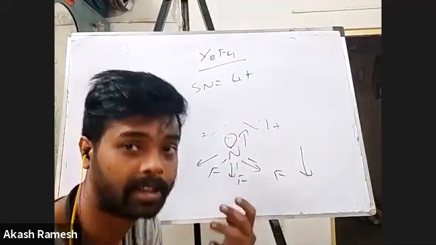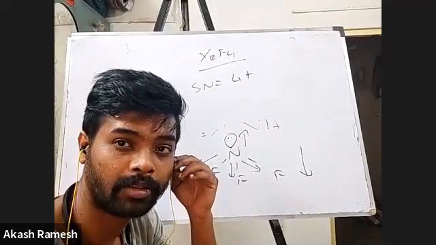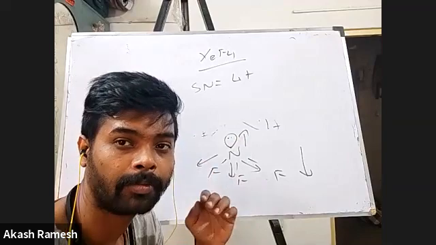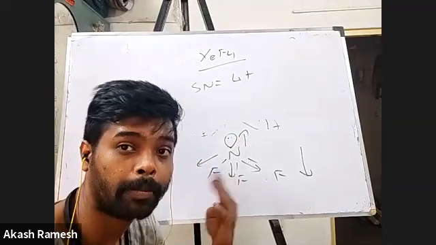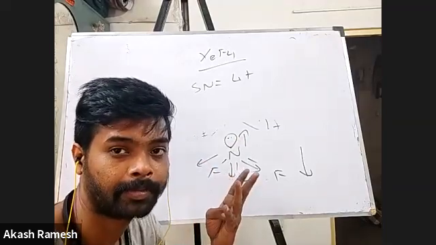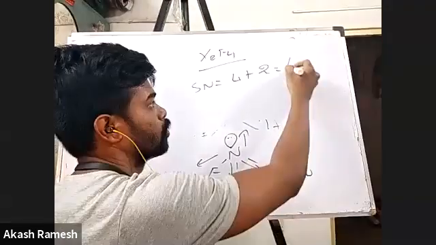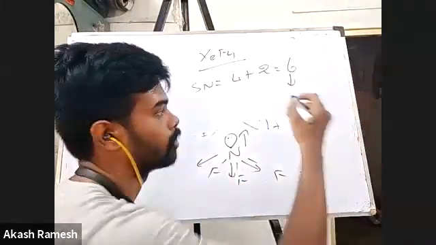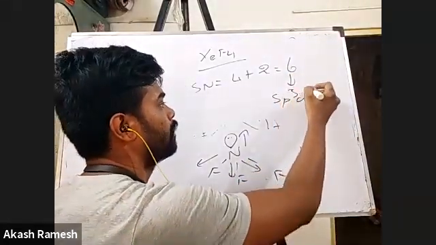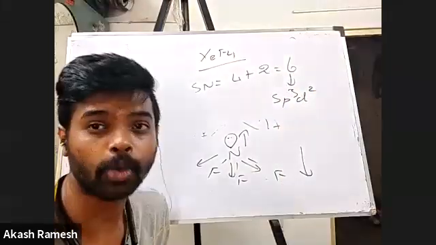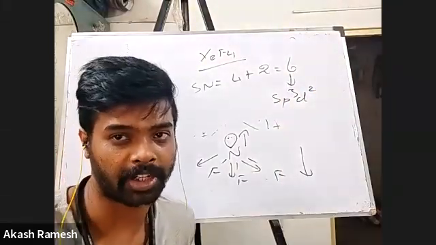So how many lone pairs? 4 electrons means how many pairs? 2. Very good. So I have two lone pairs. So 4 plus 2 will become 6. Now what you told is correct. So obviously I'm going to have sp3d2 hybridization. Very good.